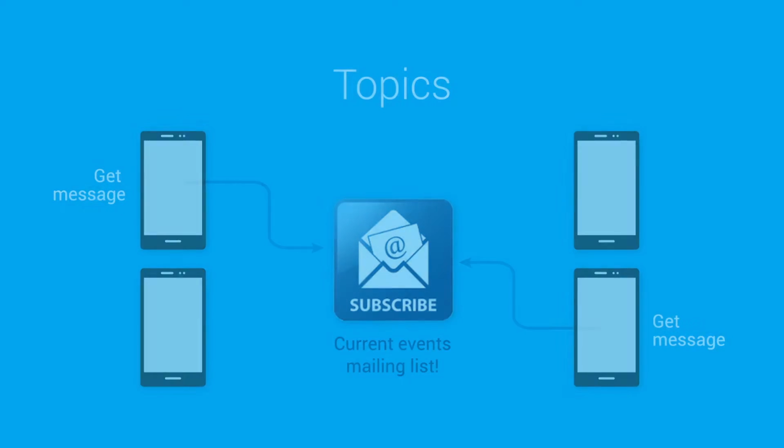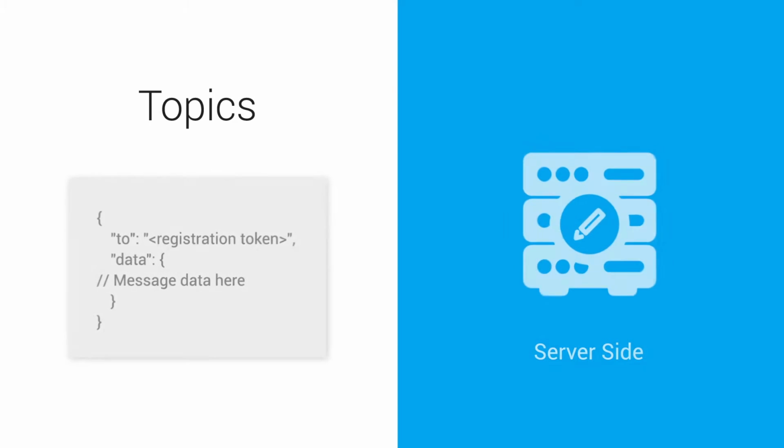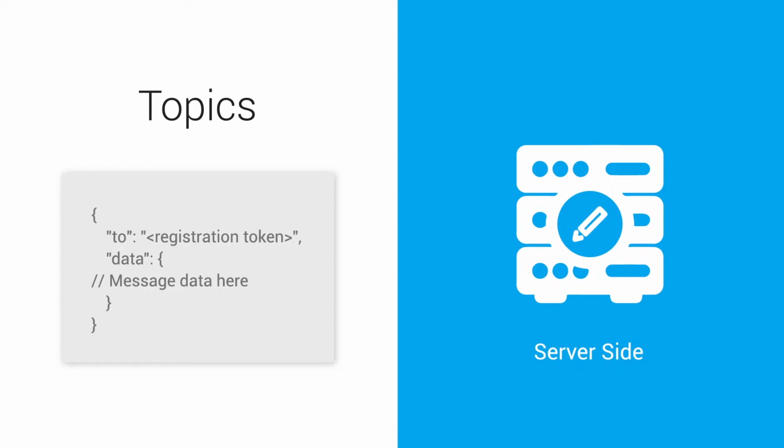So what does this actually look like in code? On the server side, instead of sending a message to a specific ID, you can send the message to a topic. A topic is represented by a single string key. For example, we could use the key current events. Note that the topic key will always come after the word topics, surrounded by forward slashes.